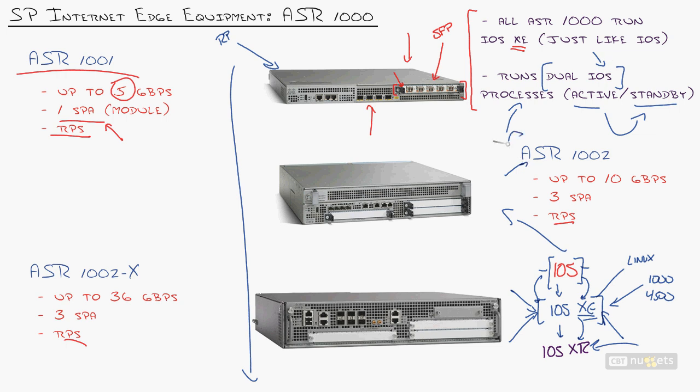Okay. So ASR 1002, you can see just increases the capacity, and I can fly through the rest of these. 3 shared port adapters, so you can see 3 modules sitting there as we move up. 1002-X increases the capacity significantly, but again, still has those 3 shared port adapters. But you can also see some more built-in interfaces in the chassis itself.